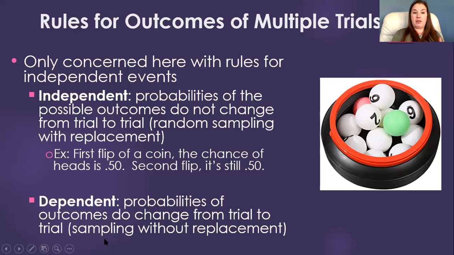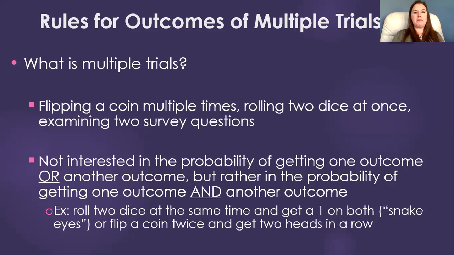That would then be an example of a dependent event, where probabilities of certain outcomes do change from trial to trial because we are sampling without replacement, right? We've taken something out and we've not put it back in. For our purposes, the rules of probability for dependent trials get super complicated, outside the scope of what we need to cover. So know that all of the rules we're looking at are for independent events, meaning there's random sampling with replacement. The probability of getting any one outcome does not change from event to event, from trial to trial. Okay, sorry, I talked ahead a little bit here.